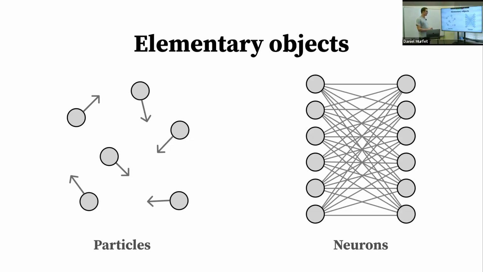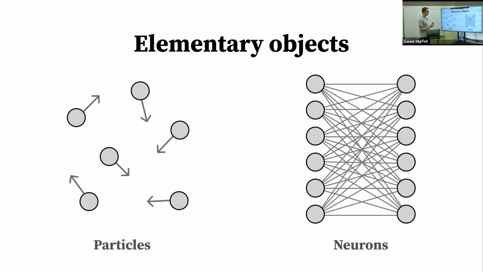Okay, so the elementary objects. What are the fundamental objects that we are studying? In the case of physics, it's usually particles. In the case of learning theory, let's be honest, from now on until AGI, it's going to be neural networks. This is the paradigm that's going to get us there. So those are the elementary objects.